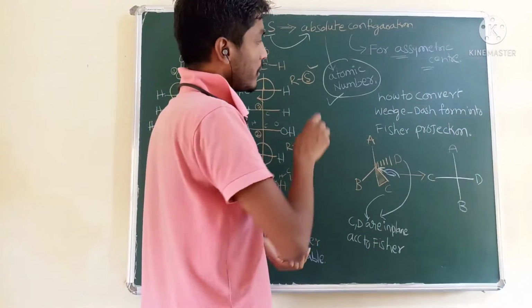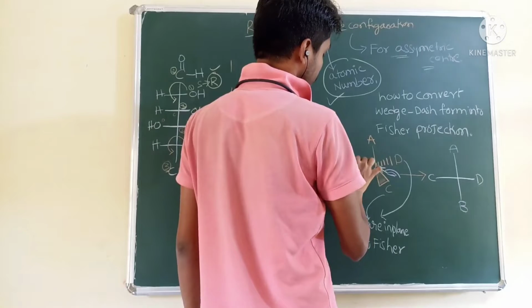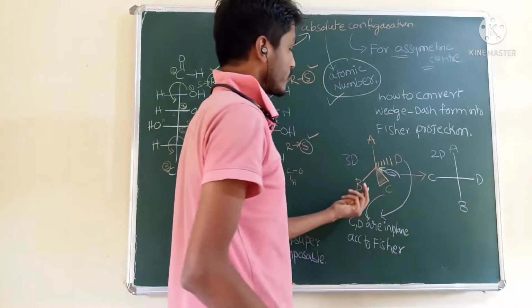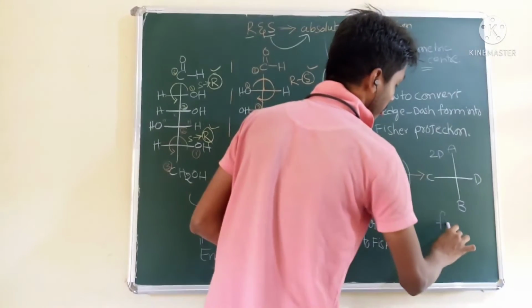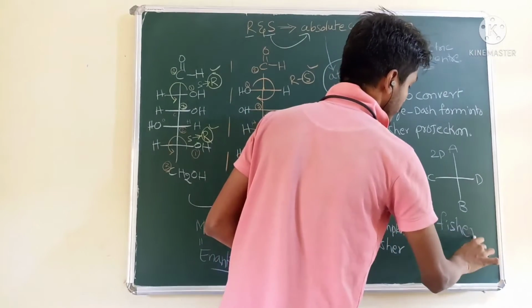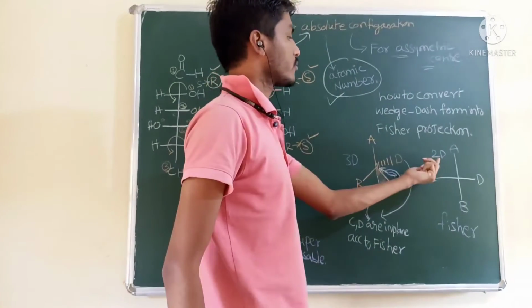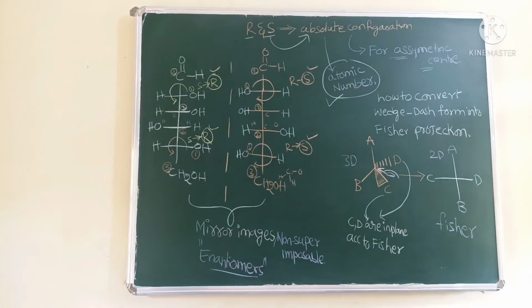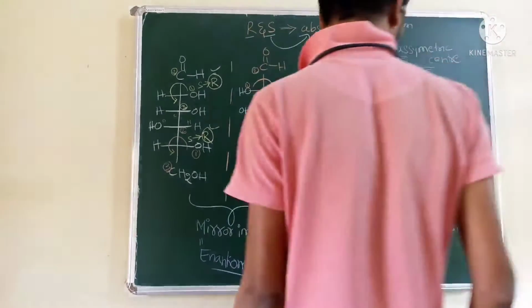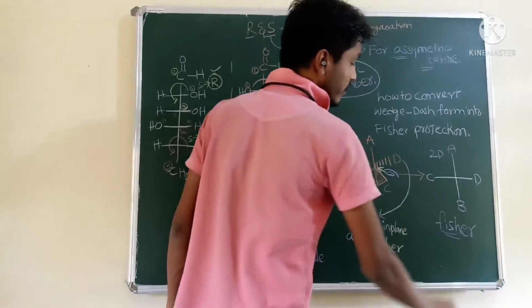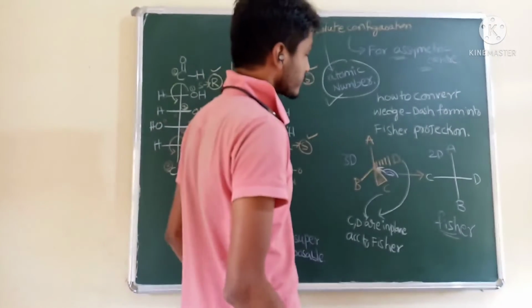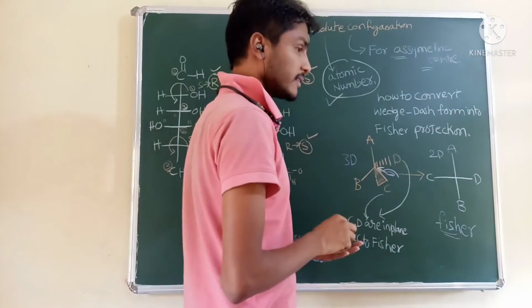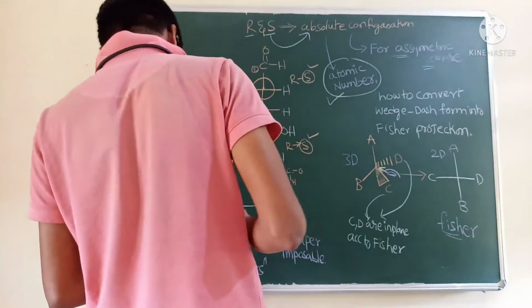If this is the 3D structure, how can we convert it into a 2D structure? This is the Van 't Hoff structure, and this is the Fischer projection: 3D form into 2D form. Fischer explained how to convert the 3D form into 2D form: we need to consider this C and D form.